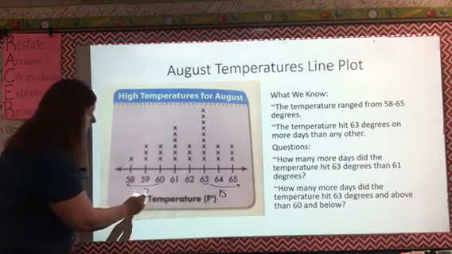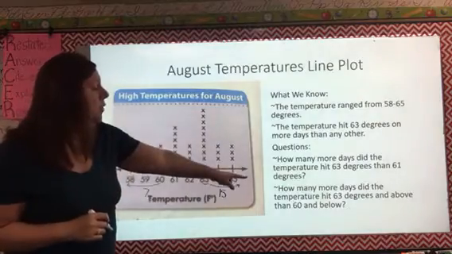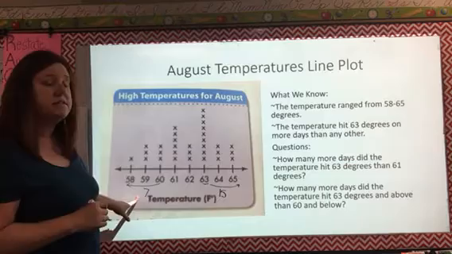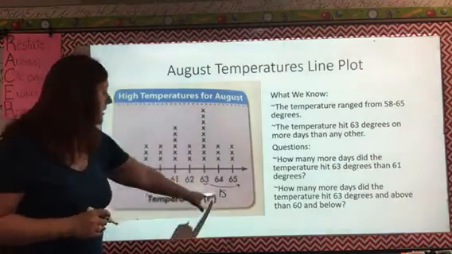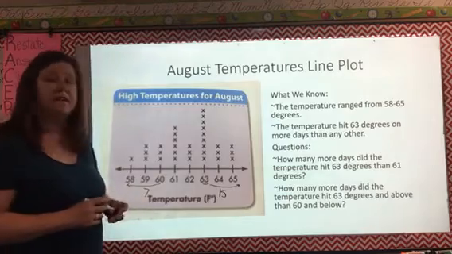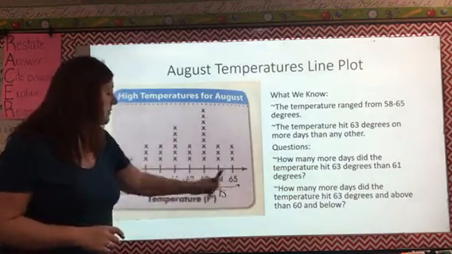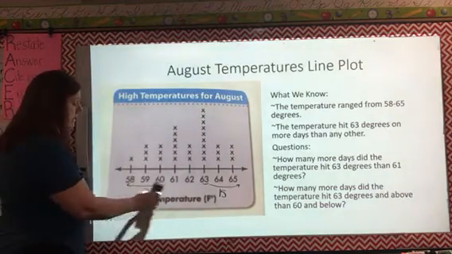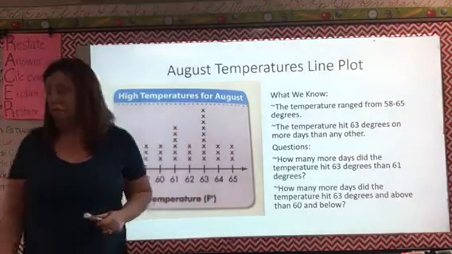1 more is 7. The question is asking, how many more days did it hit these degrees than these? So what kind of math do we have to do? We have to subtract. 15 take away 7 gives us 8. So it hit 63 and above 8 more days than it did 60 and below. All right, we're going to try another one, and then I'm going to have you try some.